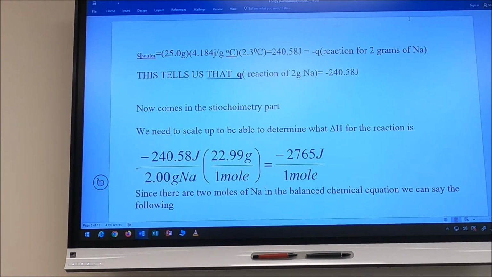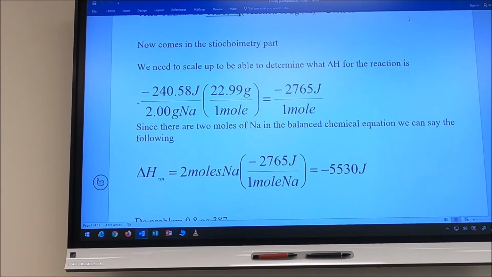Now let's do the stoichiometry part. We have minus 240.58 joules for 2 grams of sodium times 22.99 grams of sodium for every 1 mole of sodium. And that gives us a minus 2,765 joules per 1 mole. Now, since there are 2 moles of sodium in the balanced chemical equation, delta H for the reaction would be 2 moles of sodium times a minus 2,765 joules for every 1 mole of sodium, or minus 5,530 joules.